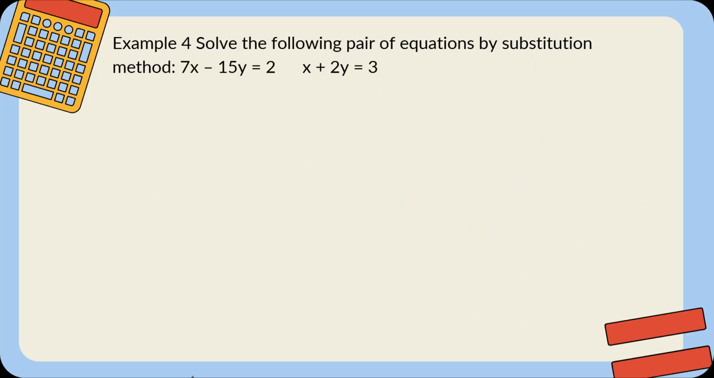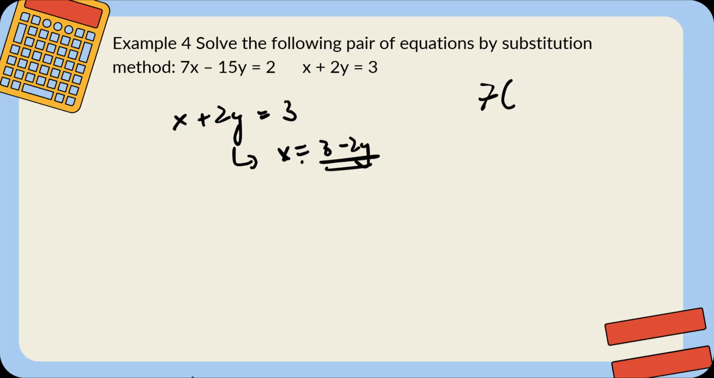Solve the following pair of equations by substitution method, right? So this is also substitution, very simple it is. Okay, let's try to do it. So here we have x plus 2y is equal to 3. So we can rewrite this as x is equal to 3 minus 2y. So we'll substitute it in the second one. So 7x, instead of x, I'll write 3 minus 2y, minus 15y is equal to 2. This is what we get.